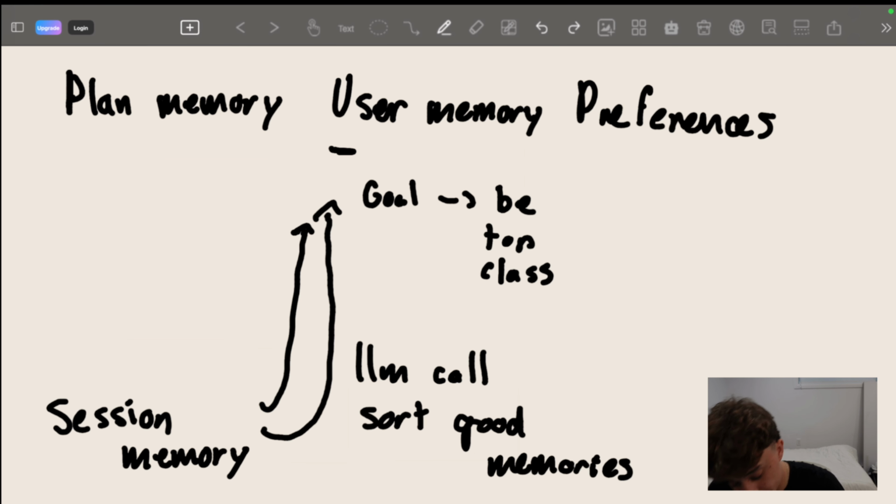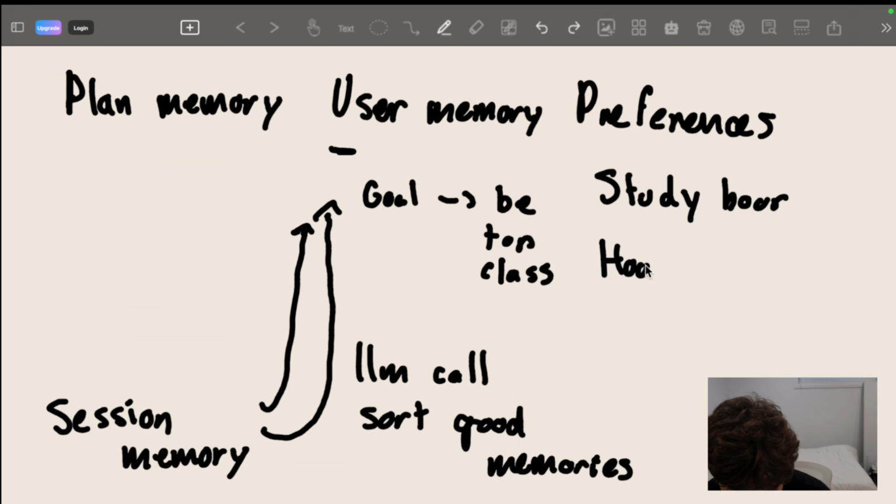Yeah. And so there are also preferences, which would be like a study hour. Like, I prefer to study at 6 p.m. or some stuff like that. How many times a week, let's say.